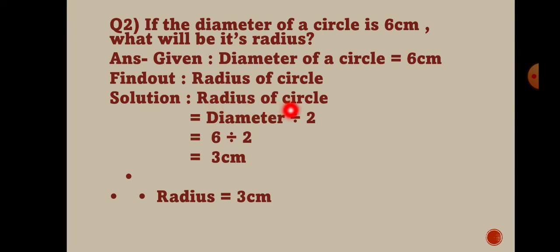Radius of circle, what is the formula for that? Diameter divided by 2. So what is the diameter given over here? 6 divided by 2. Now students, we have to see in the 2 tables, 6 comes at what time? So 2 1s are 2, 2 2s are 4 and 2 3s are 6. So the radius will be 3 centimeter. So we'll write, therefore radius is equal to 3 centimeter. Now moving to our next question.